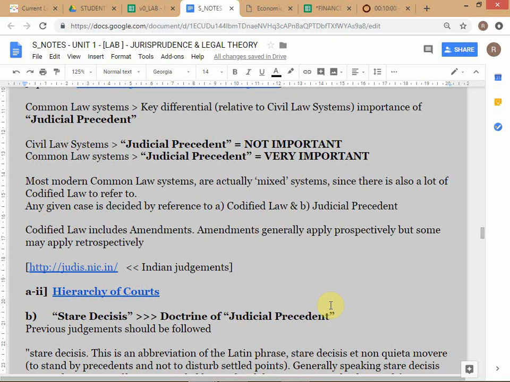So retrospective is backward looking and prospective means forward looking. So some of the amendments can actually be retrospective also. Like for instance, you've heard of the famous Vodafone case, the big tax case, where a huge amount of money is involved, and the dispute is still going on.